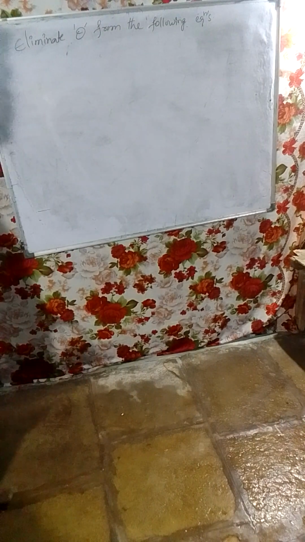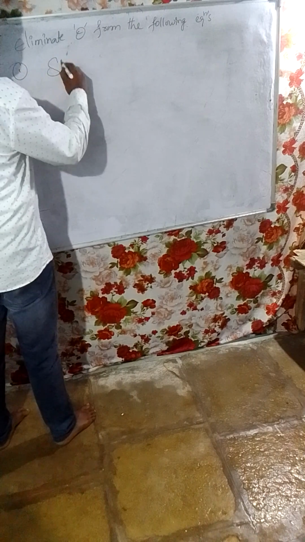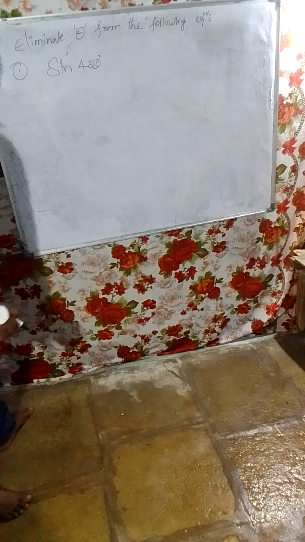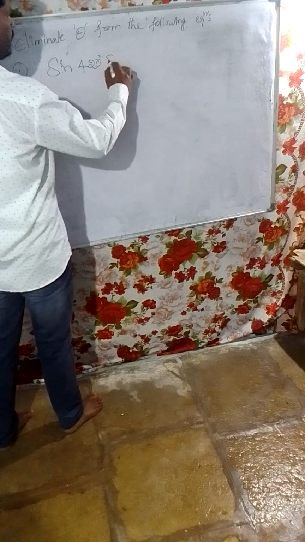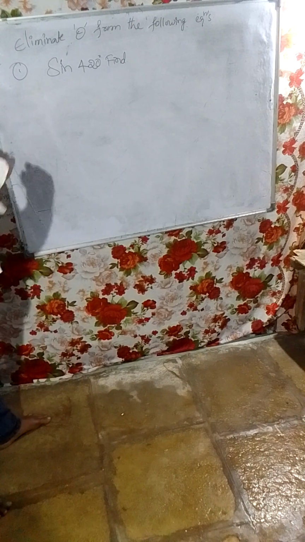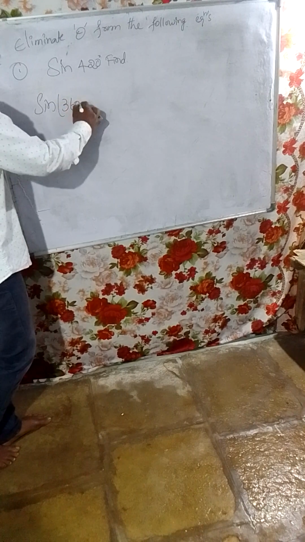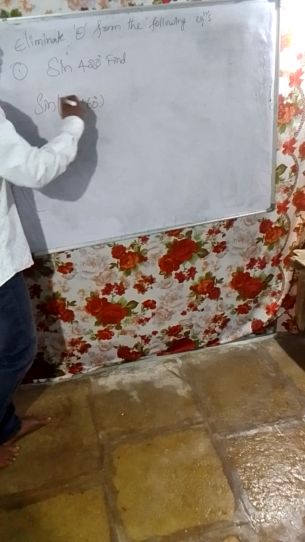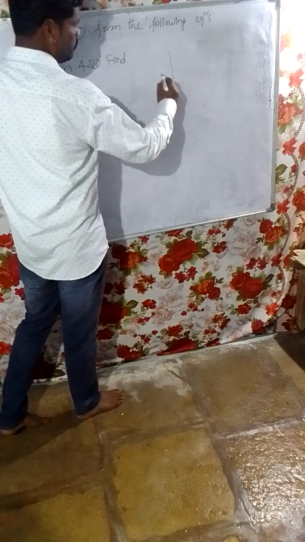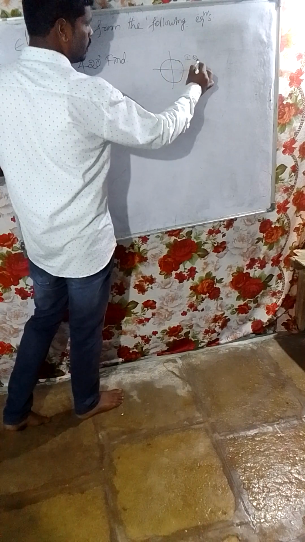Find the value of sine 420 degrees. Sine 420 degrees, we can write as 360 plus 60 degrees. Which quadrant is 360 plus 60? One rotation is completed, so 360 plus means first quadrant, Q1.